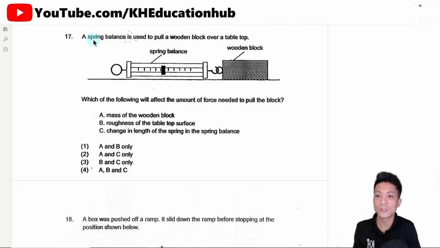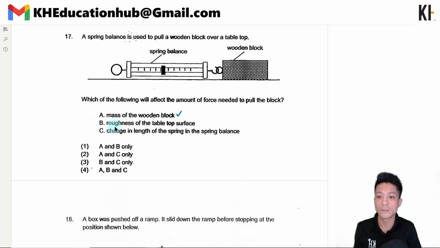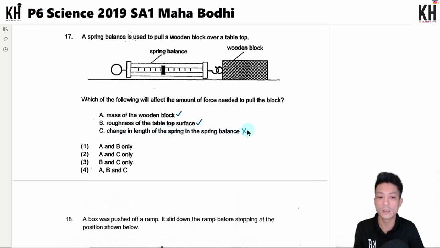Question 17. A spring balance is used to pull a wooden block over a tabletop. So the spring balance and then a wooden block. Okay, which of the following will affect the amount of force needed to pull the block? The mass of the wooden block, yes. Roughness of the tabletop surface, yes. Change in length of the spring in the spring balance, nope. Okay, the answer would be A and B, number 1.